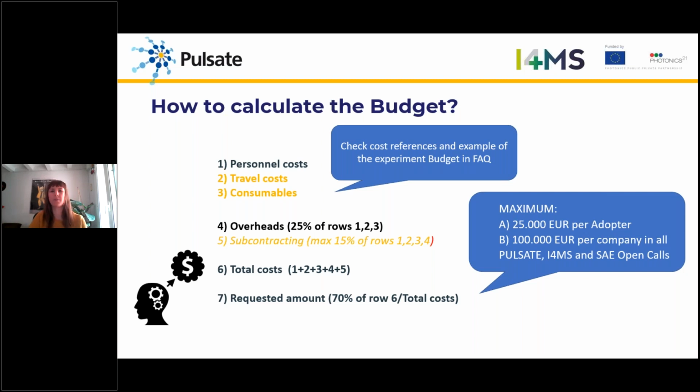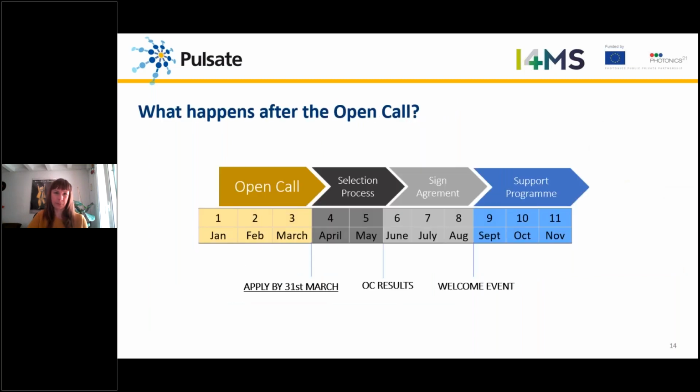And as I mentioned at the beginning, please remember about the limit per I4MS projects, and also if you participated in the first PULSATE open call, it's 100,000 euro per third party. So that's it from the rules and the budget.